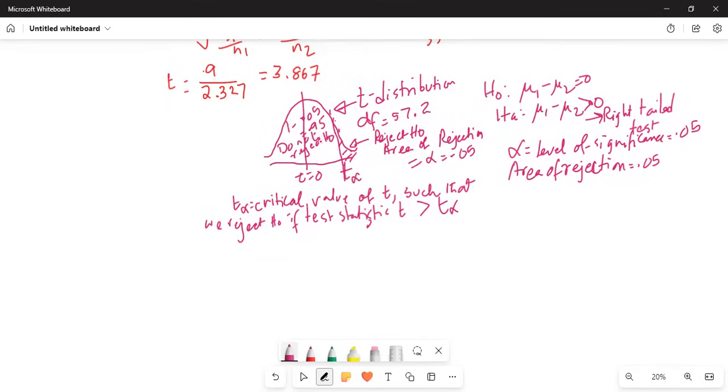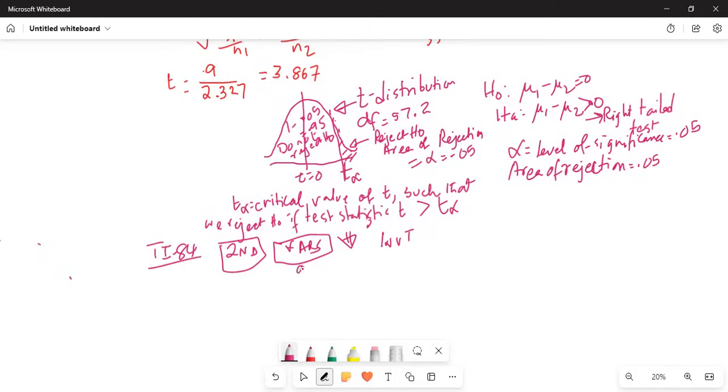So how do I find the critical value? I go to my calculator, the TI-84. I'll write it down: second button, then the inverse button, then scroll down to number 4, which is invT.